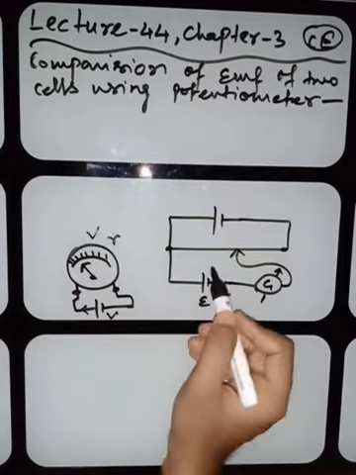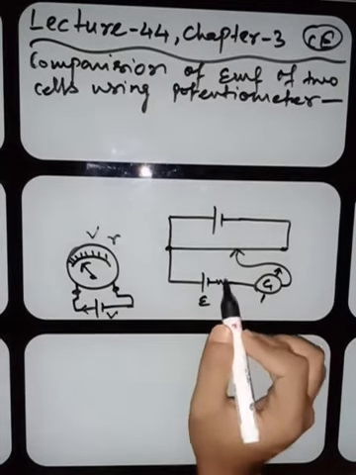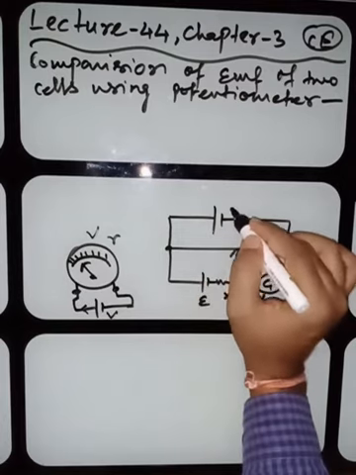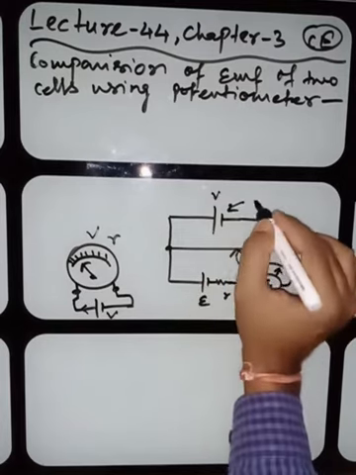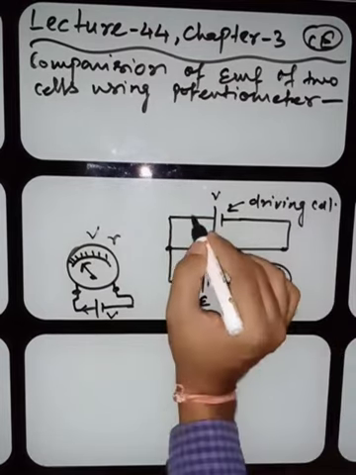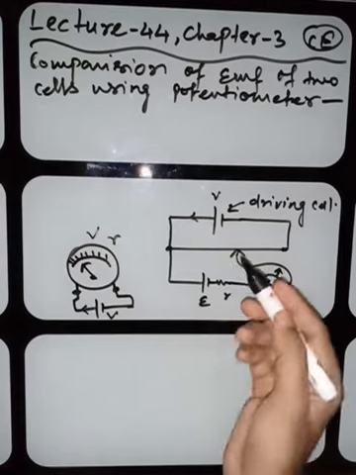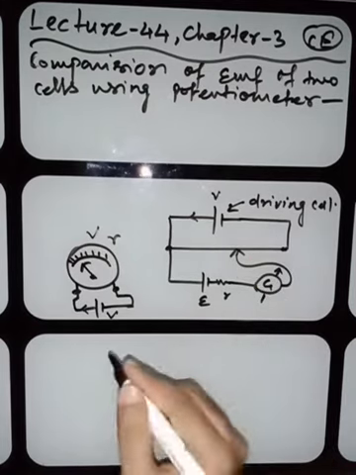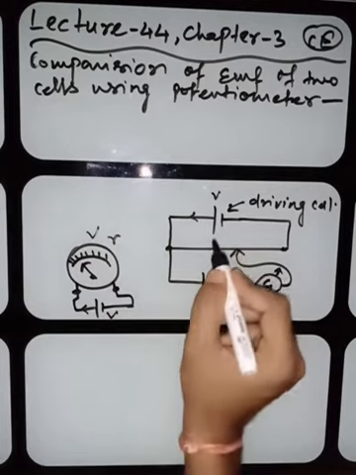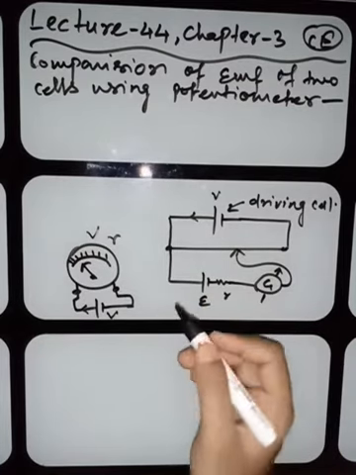But in the case of the potentiometer, we know very well it does not require any current from the cell for its working. It has a driving cell, this V, and this driving cell is used to flow the current for the working of this potentiometer. And you know very well, the current drawn by the battery never goes to this circuit. In this circuit, the current must be constant. Actually, this is the principle of the potentiometer. So this is a very important question.